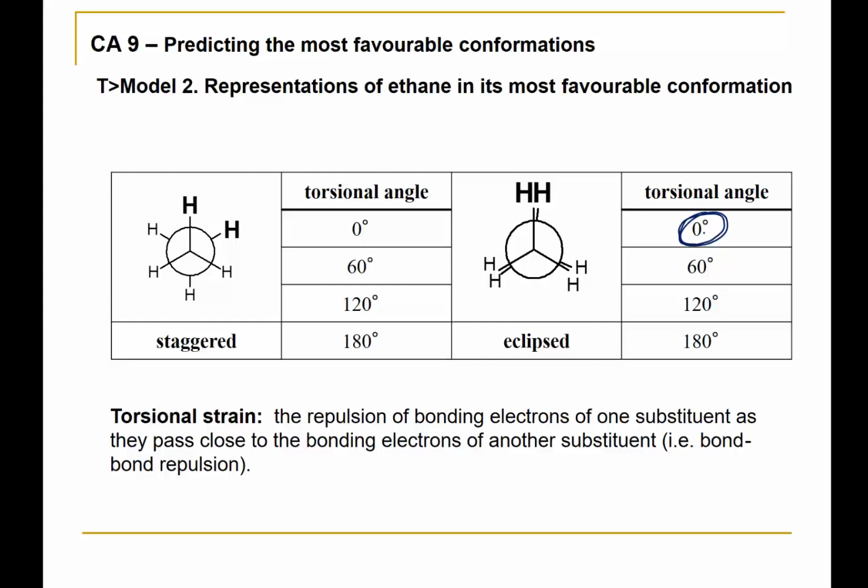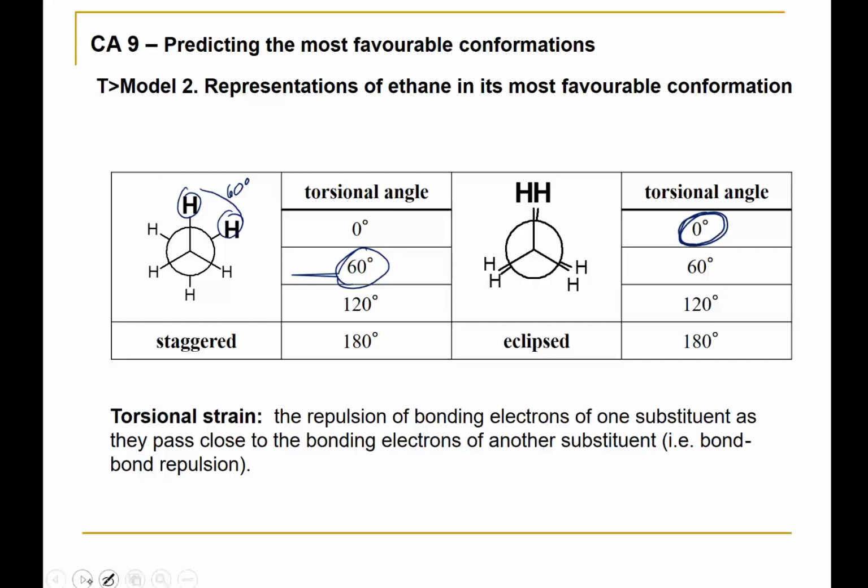By contrast, in the staggered conformation, we're going to compare this hydrogen to this hydrogen and consider this angle right here, which I hope you will agree with me is 60 degrees. So we'd say the torsional angle for a staggered is 60 degrees. So you're always comparing one thing in the front carbon compared to one thing in the back carbon. In this case, it's the hydrogens. Now we would say that the eclipsed conformer has torsional strain, and this is due to the repulsion of bonding electrons on one substituent as they pass close to the bonding electrons on another substituent.